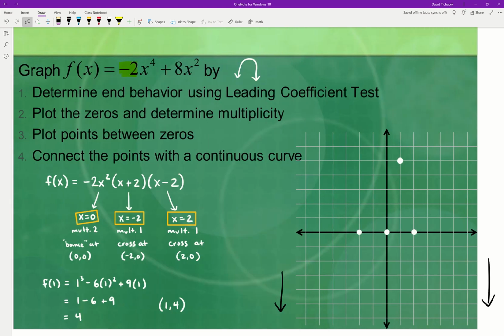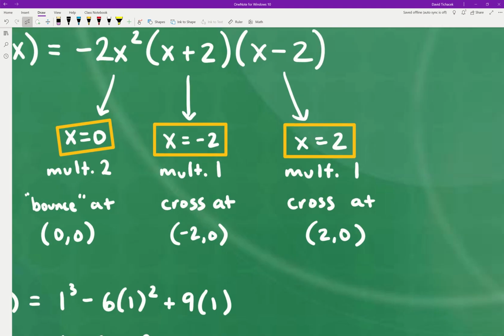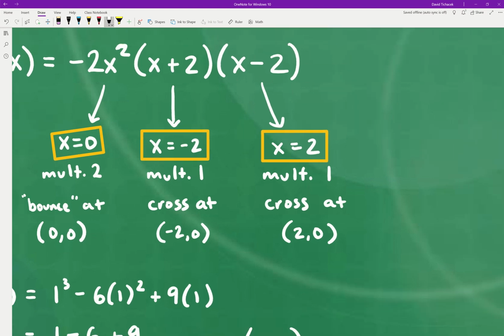So plot the zeros, which we've already done, and then determine the multiplicity, which I've already done down here, right? So the multiplicity at 0, 0, of course, is 2, because the number of copies of x that 0 came from, of course, was 2 there, okay? And so that's going to mean that I bounce, and then I cross at the other 2.